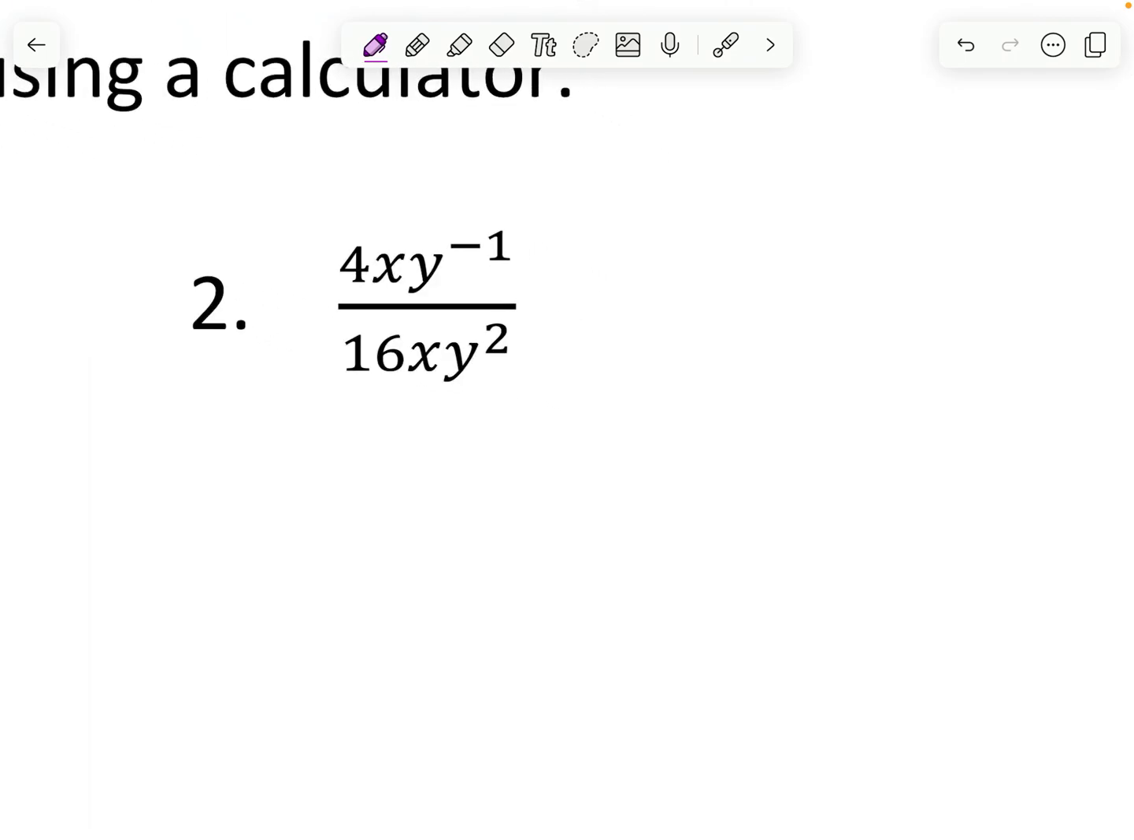On a problem like number 2, I like to just focus on one variable at a time. So I might look at the x's first. I do notice that I have x to the first on top and x to the first on the bottom. So those are actually just going to cancel. Those are gone because you can divide them by each other to get 1. Technically they turn into 1, but then you're multiplying by that 1. And then I look at the numbers separately. We have 4/16, which can be reduced to 1/4.